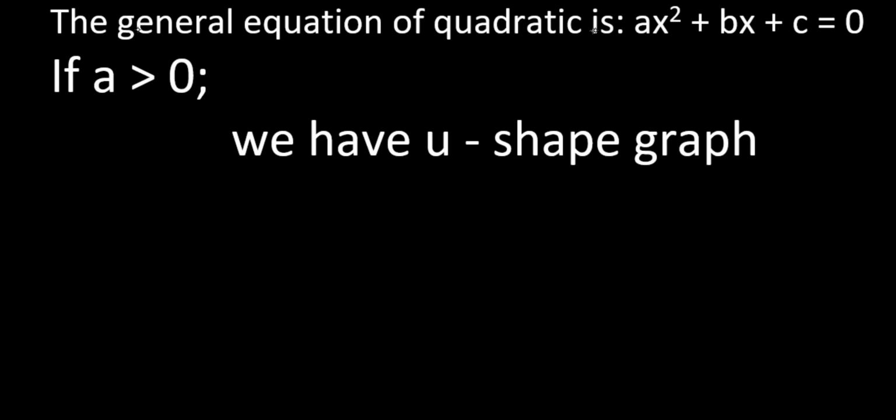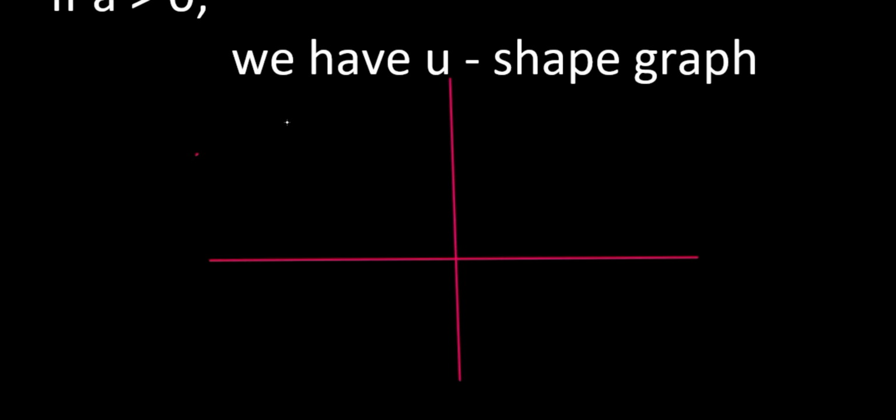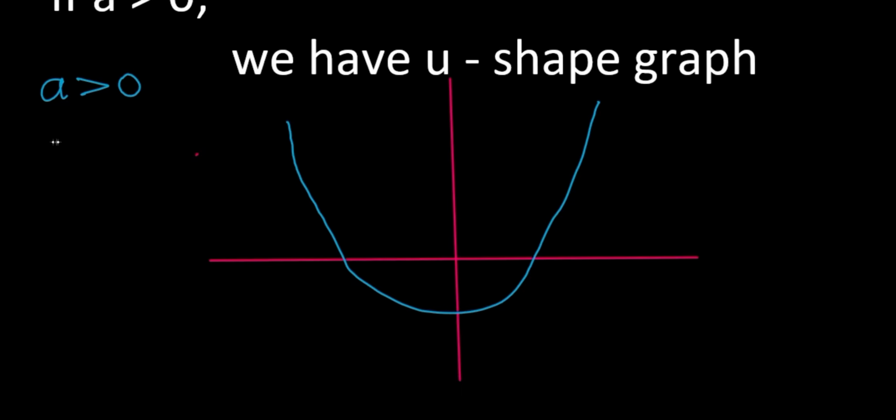The general equation of a quadratic is ax squared plus bx plus c equals 0. If a is greater than 0, we have a U-shaped graph. That is for a greater than 0, which means a is positive.